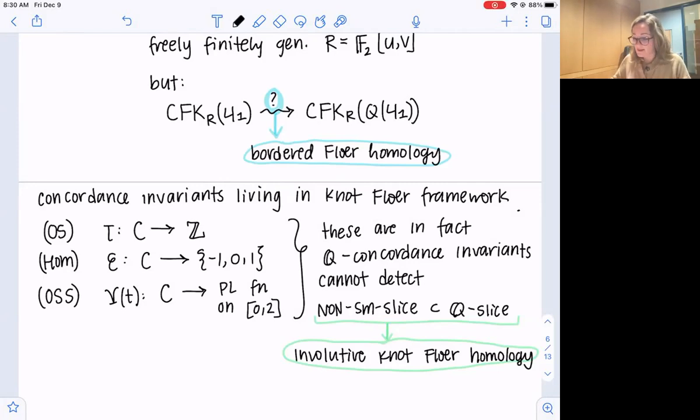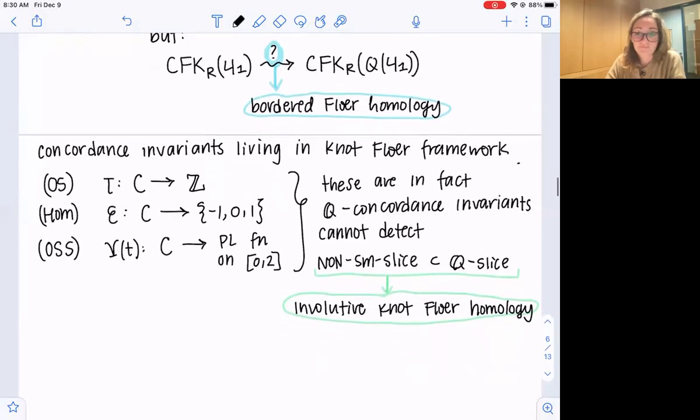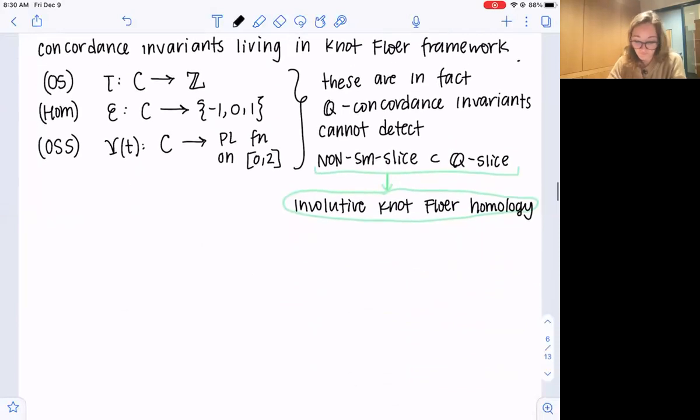Great. So before I dive into the bordered Floer theory, are there any questions at this time? Okay, great.